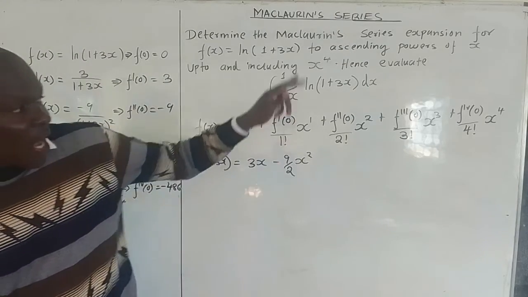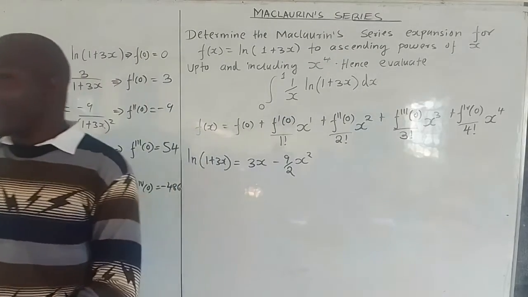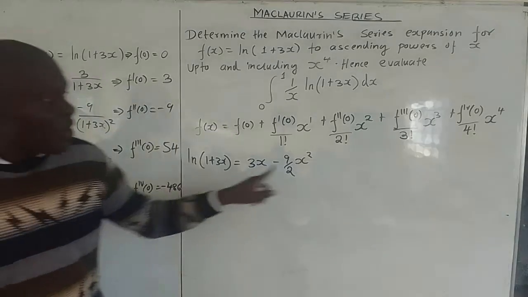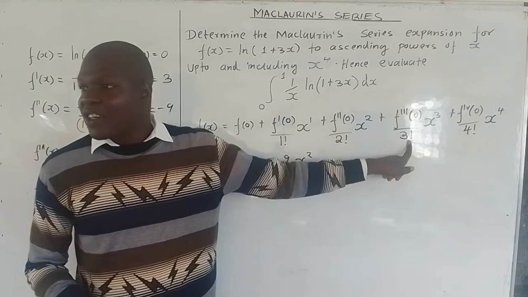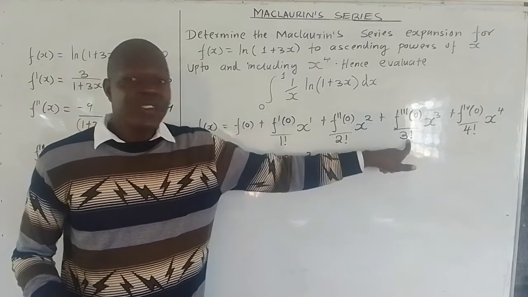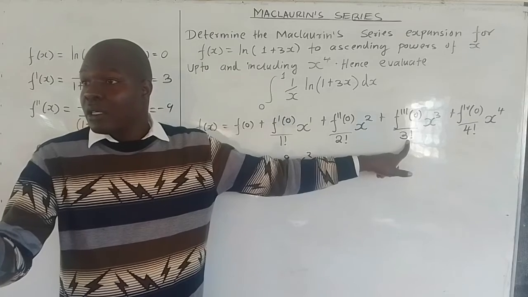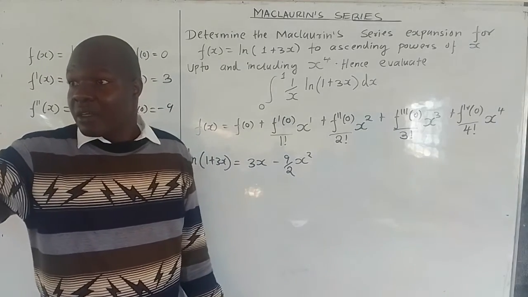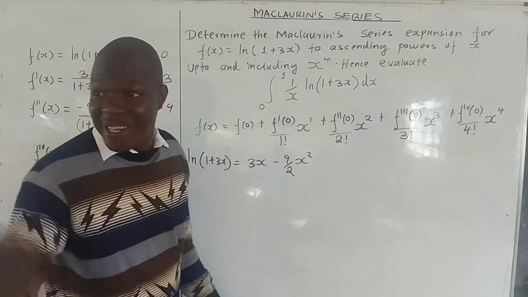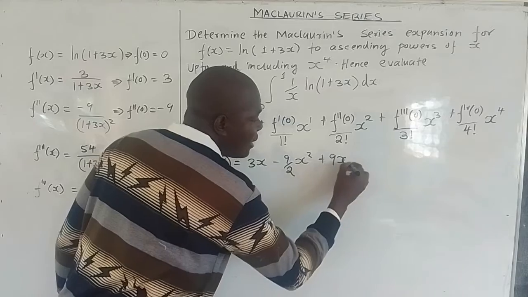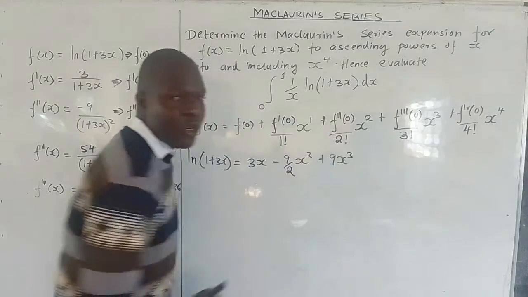So you move to the next one. F triple prime of 0, you found it to be 54. So what is 54 over 3 factorial? Calculator. 54 over 3 factorial. You have 9, isn't it? Because 3 factorial is 6. Very good. So that is plus 9x cubed, isn't it?